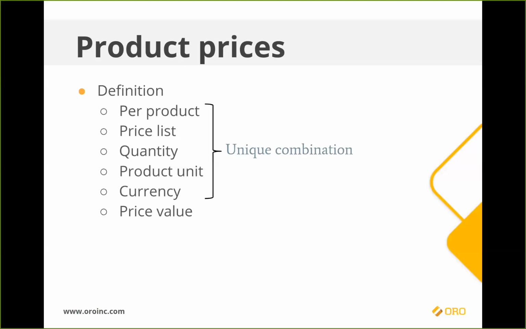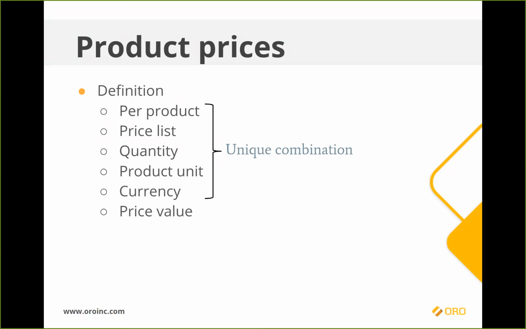Then we have quantity. OroCommerce supports tier pricing. So tier pricing is when, for example, if you're buying one product, you have price X. When you're buying 5 products, you have Y. When you're buying 10 products, you have price Z. And this quantity allows you to tell which quantity threshold is going to be used for your product and your price list.